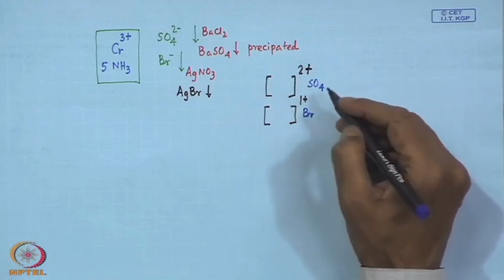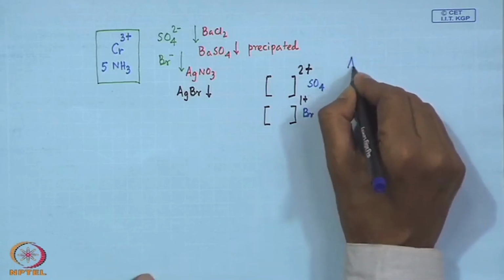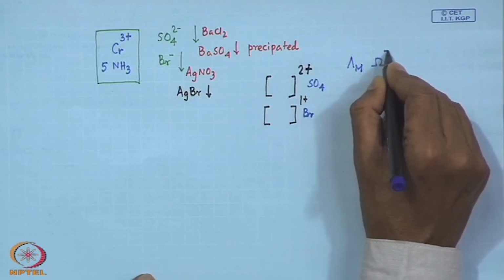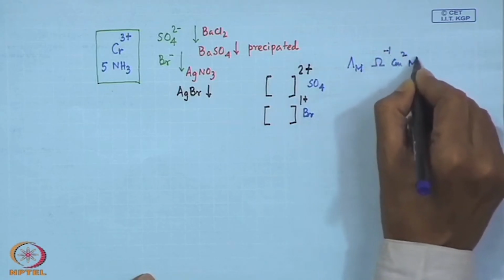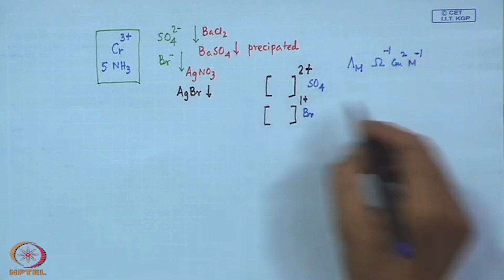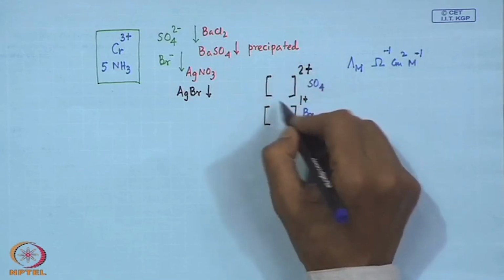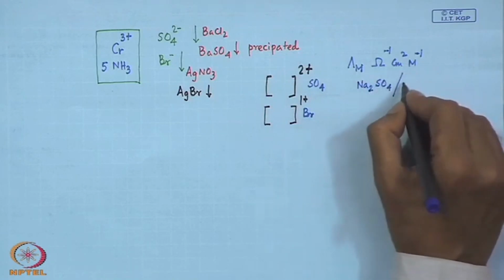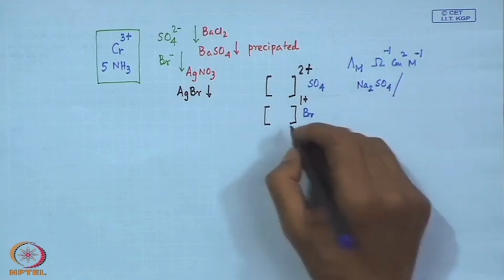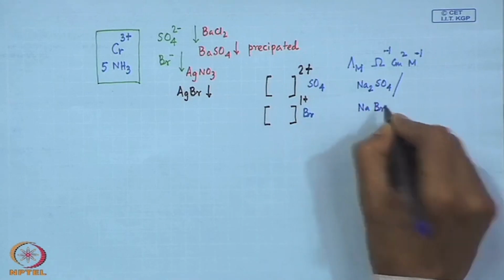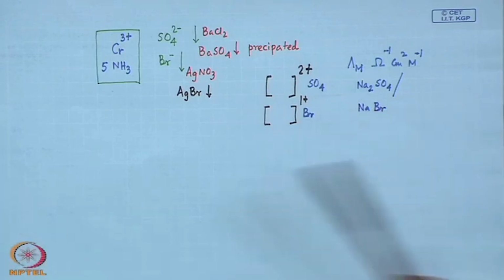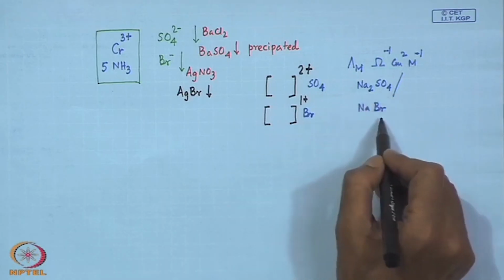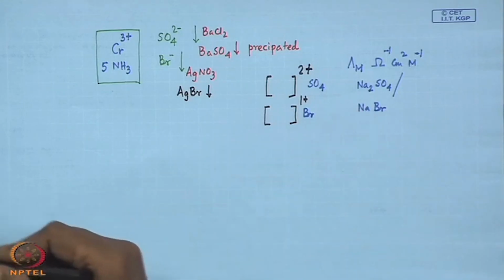These two can be identified by measuring the corresponding solution electrical conductivity, which is determined in terms of ohm inverse centimeter square mole inverse. This particular one will show a different type of electrolyte behavior, equivalent to that of Na2SO4 or another bivalent cationic salt of sulfate, and this will behave as sodium bromide. So solution electrical conductivity can also differentiate, and other physical properties related to the presence of the sodium sulfate type of salt or sodium bromide type of salt can distinguish these two compounds nicely.